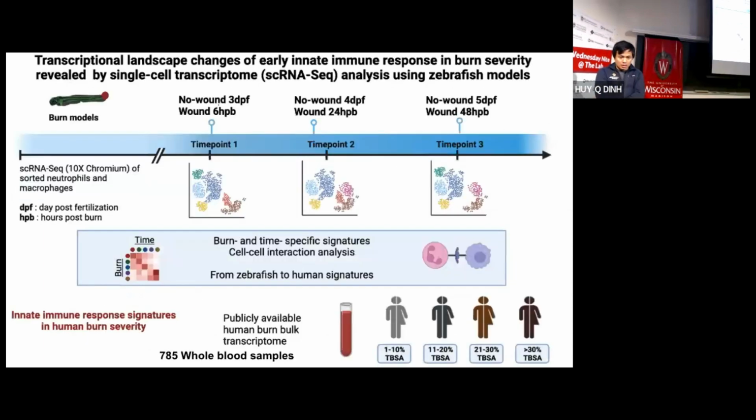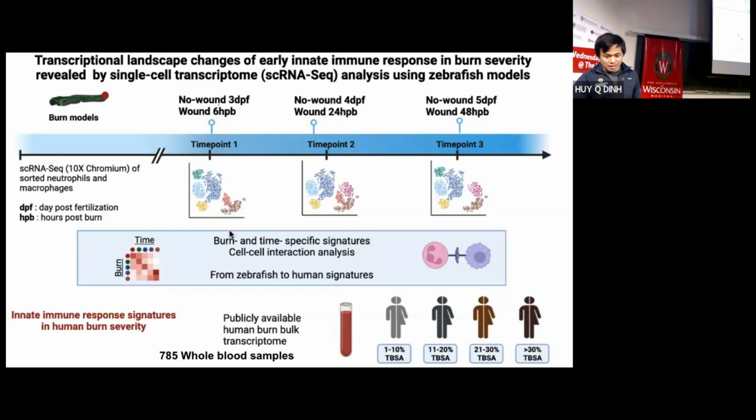So we worked with Anna to generate single cell RNA-seq for zebrafish burn models. Here's the control, where we have no wounds at 3 days after fertilization, 4 days and 5 days. And as a wound, we have 6 hours post-burn, 24 hours post-burn and 48 hours post-burn. For ease, I'm going to call them time point 1, 2, 3 here. And we did single cell RNA-seq.